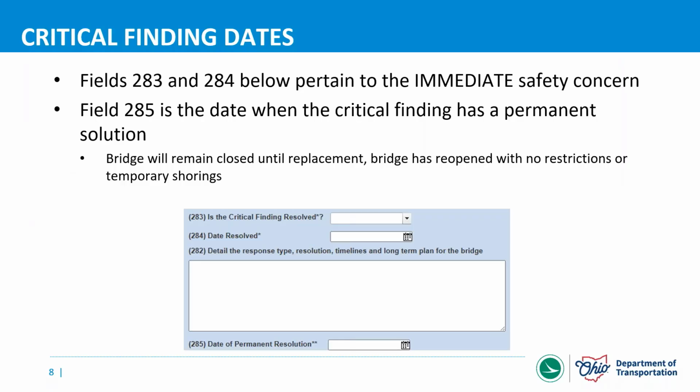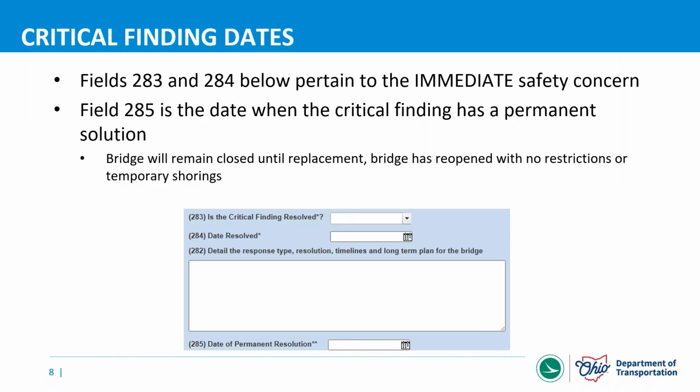For example, if a bridge was hit and the immediate remedy is to close the bridge on top or close the route on bottom, and we're going to leave it that way until we do something, if you've taken care of the immediate safety concern, that's the date, and we're looking for a yes there. Has that immediate safety concern to the public been taken care of? Not saying that this bridge is in its final, repaired state. We just want to know, has that immediate safety concern been taken care of? That's the yes or no for 283.